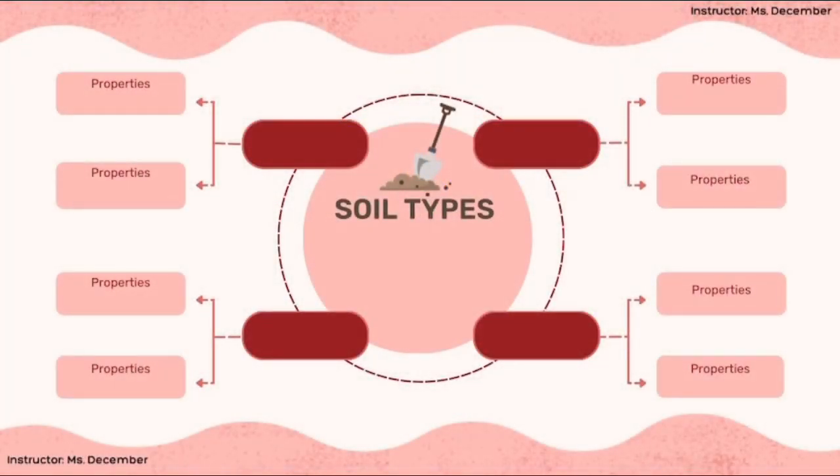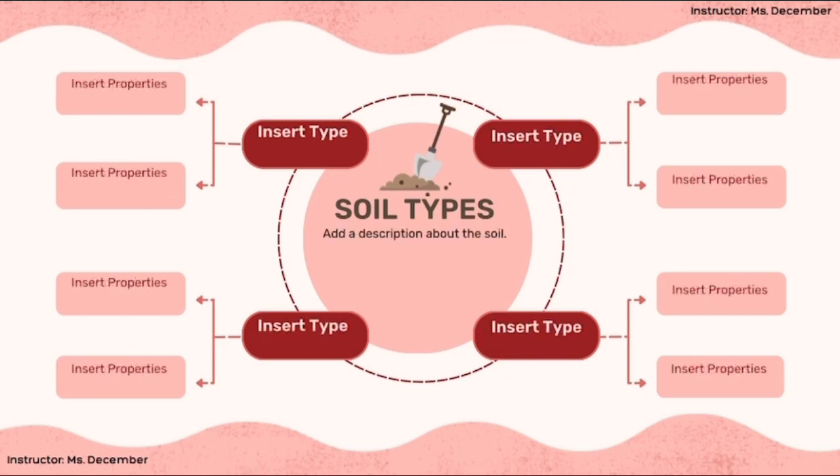Let's take a look at an example of this spider map for the grade 8 classes. Students can begin filling out this chart by writing a description of soil, which can be found in the center of the chart. They will then be tasked with identifying 4 major types of soil. Following that, they will then be asked to provide 2 properties of each soil type they have identified.